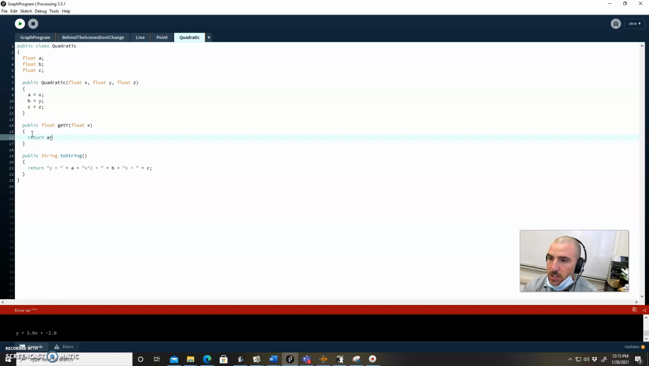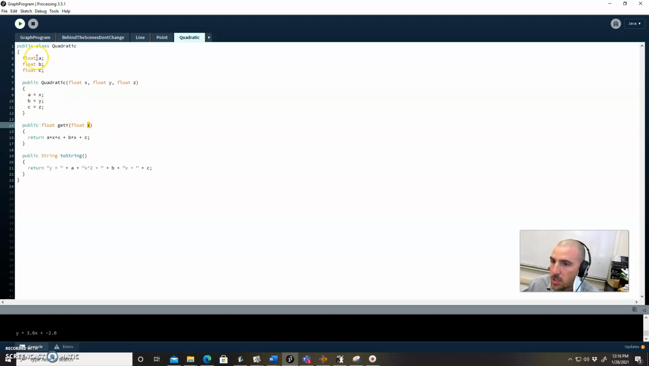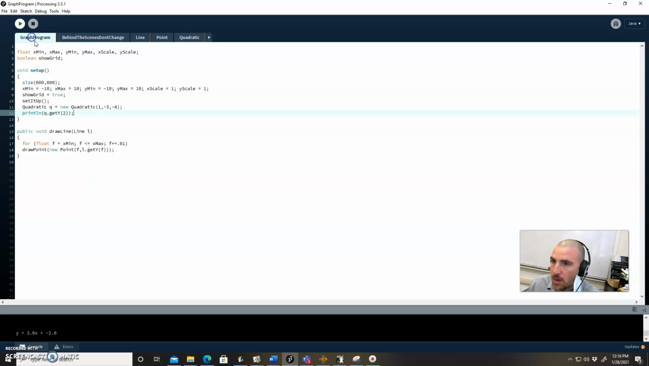a is the coefficient times x times x. That's my x squared there. And then b times x. That's ax squared plus bx plus c. So that's just the same thing as substituting in x, this x input right here, into the expression ax squared plus bx plus c.